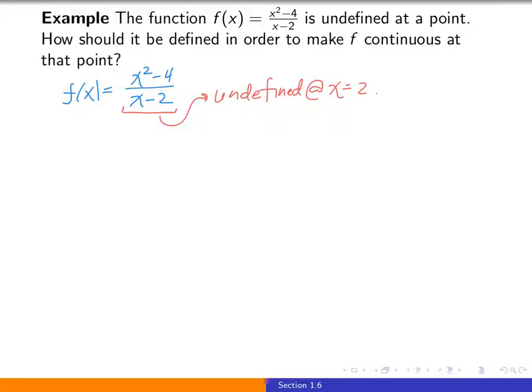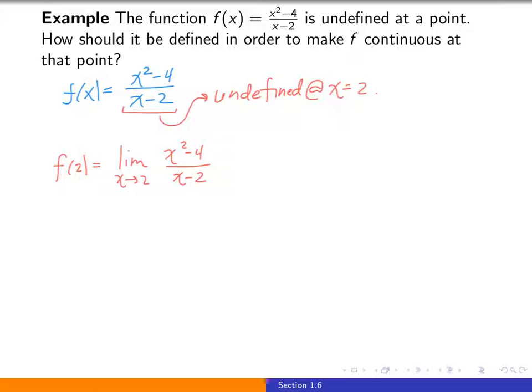So the question is, how should we define this function at x equals 2 in order to make it continuous? Well, at x equals 2, what we would need is that f of 2 would be the limit as x approaches 2 of our function. Now, unfortunately, we cannot simply just plug in 2 because that results in the denominator being 0. So instead, we need to do algebraic manipulations before applying our limit laws.